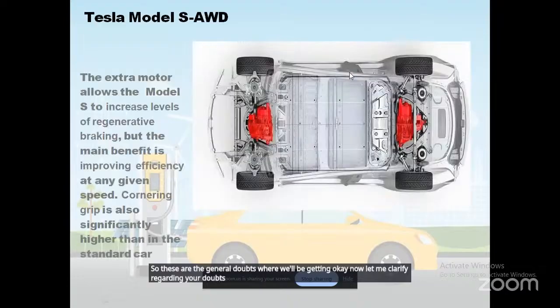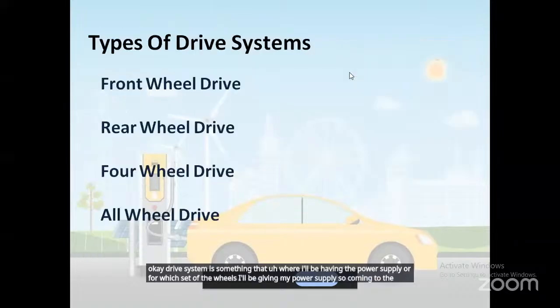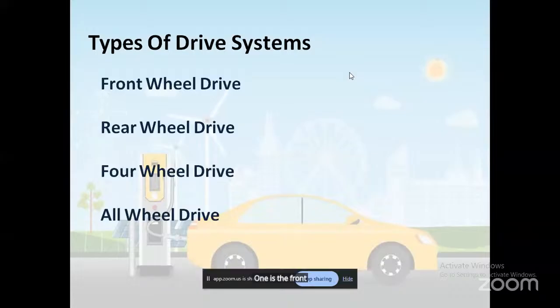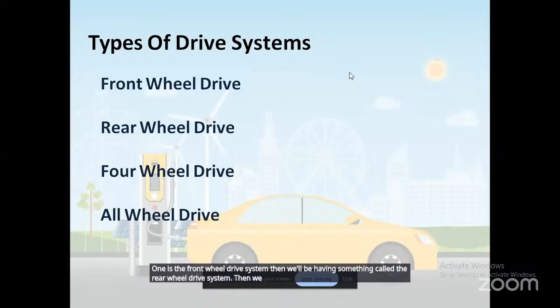Whenever we are dealing with the drive system, it is about for which set of wheels I'll be giving my power supply. Generally, we have four different types of drive systems. One is the front wheel drive system, then the rear wheel drive system, then the four-wheel drive system, and finally the all-wheel drive system.